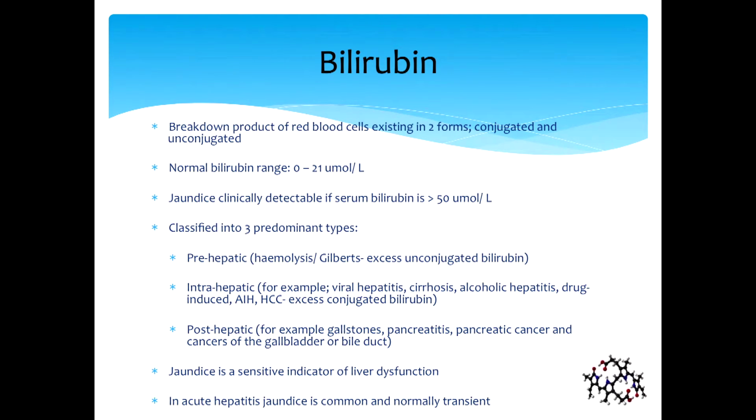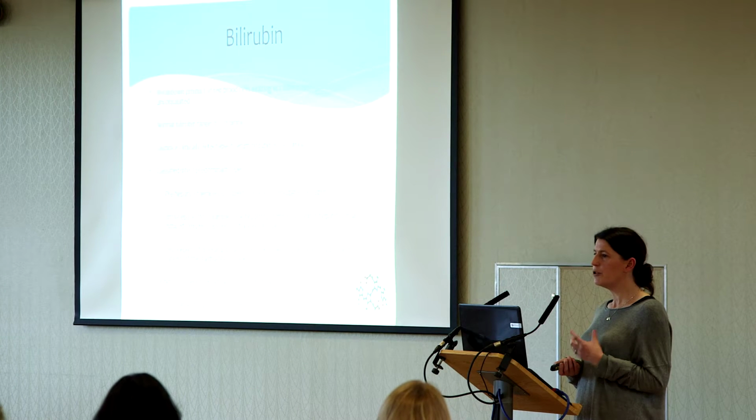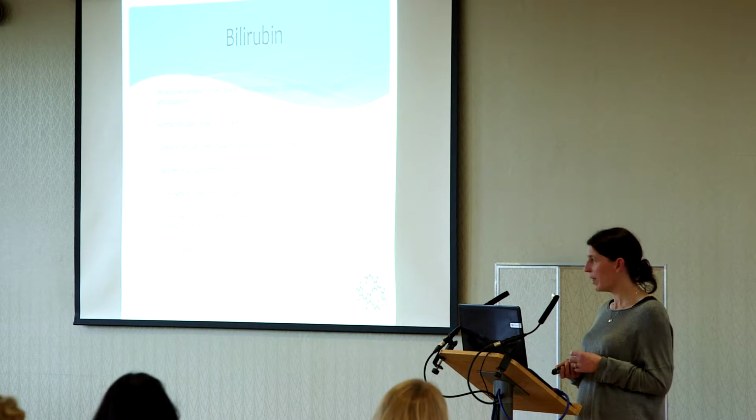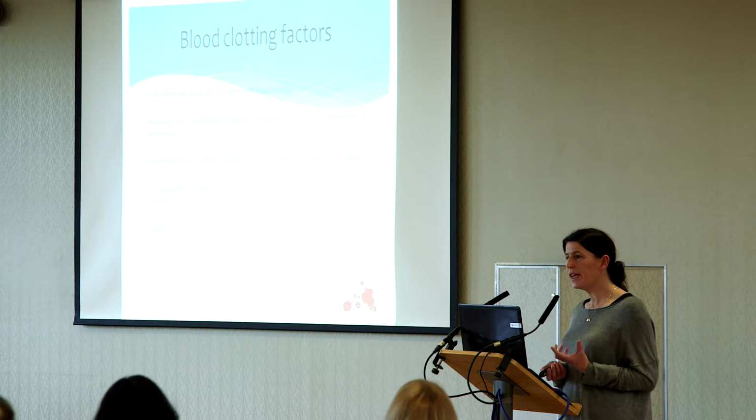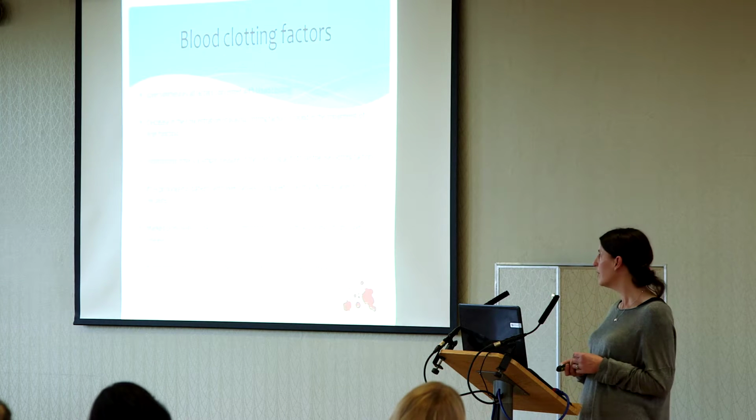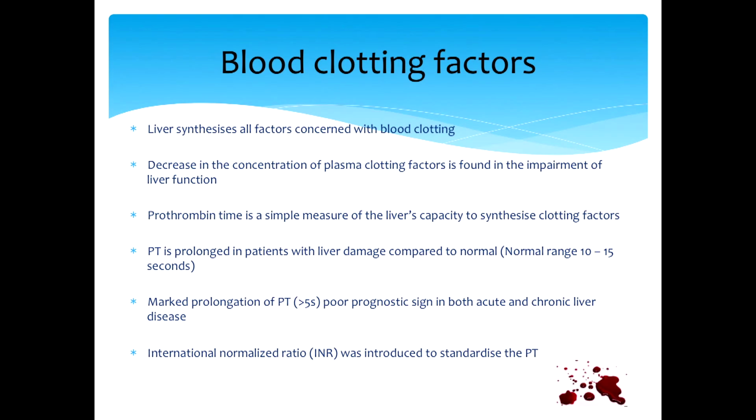So it's quite a sensitive test for liver dysfunction. You can see jaundice quite a lot in acute problems with the liver, and in those cases it's normally transient and the patients will get better. The other measurement of synthetic function of the liver is to look at blood clotting factors. So the liver synthesizes all factors concerned with blood clotting. If you get a decrease in the concentration of plasma clotting factors, you'll find this in impaired liver function.